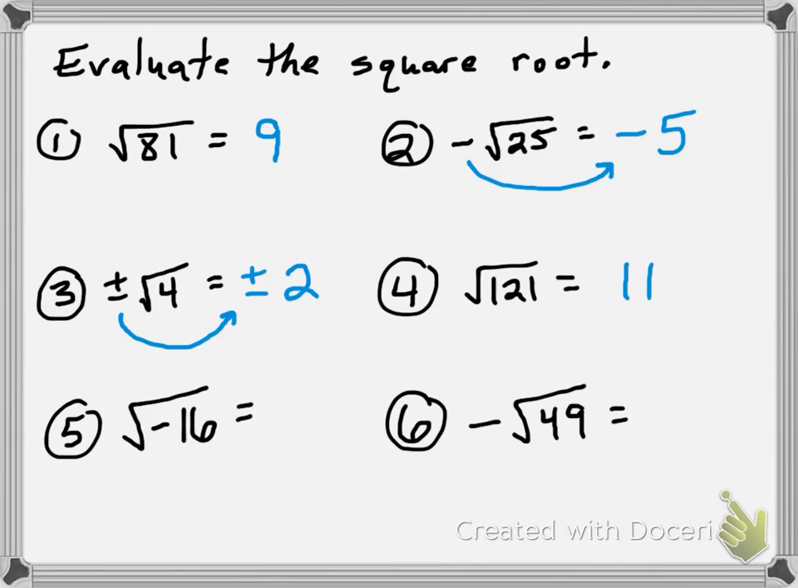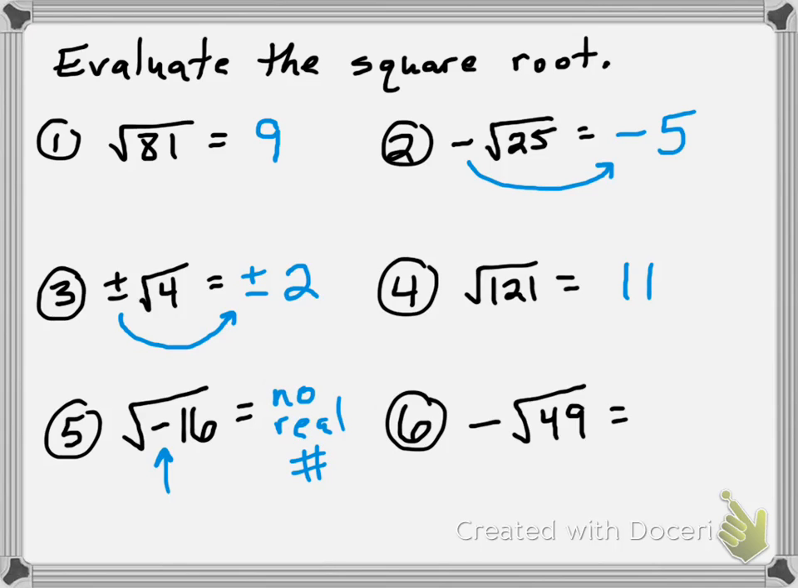Alright, now number 5, the square root of negative 16. Well, the square root of 16 would be 4. But this negative this time is on the inside of the radical. It's underneath the radical. So we can't take the square root of a negative number. So the answer is no real number. Okay? Doesn't matter what the number is. If there's a negative underneath the radical, then the answer is no real number.